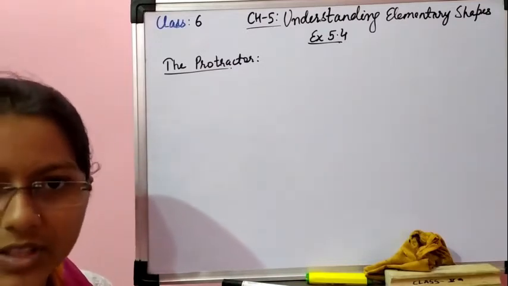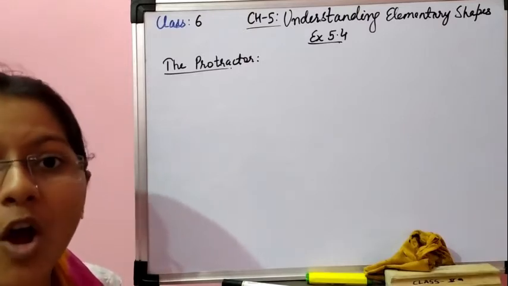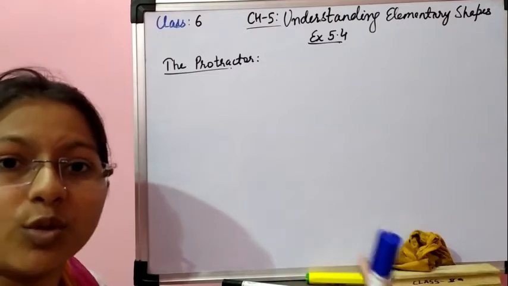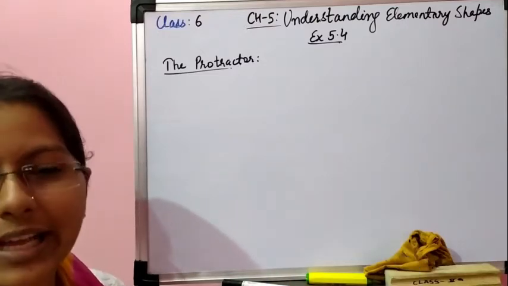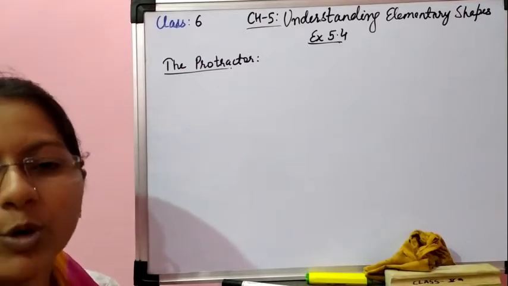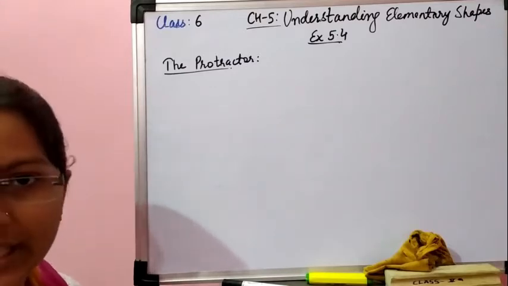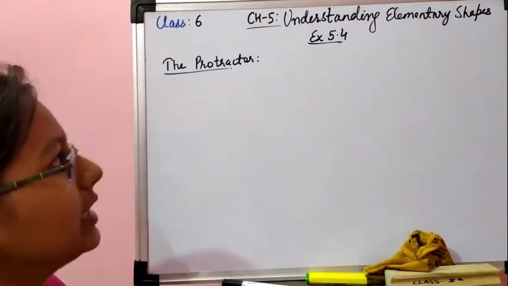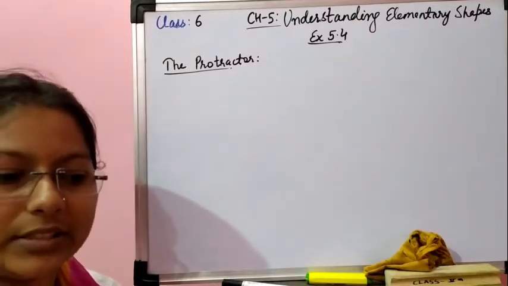Acute angle, which is less than 90 degree, right angle, which is equal to 90 degree, obtuse angle, which is more than 90 but less than 180 degree, then straight angle, which is equal to 180 degree, then reflex angle, more than 180 but less than 360 degree, and at last complete angle, which is equal to 360 degree. So on the basis of that, I have given you exercise 5.3.